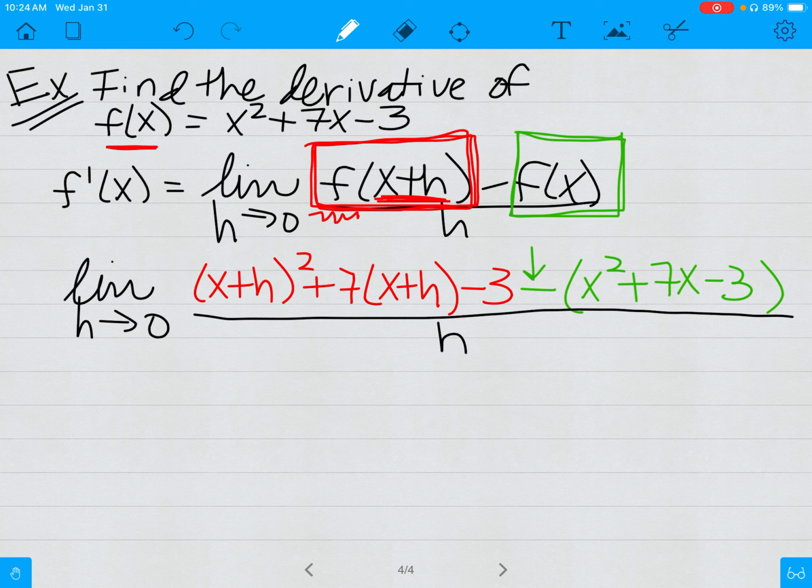Okay. So next step is we're going to leave the limit part here for now, limit as h approaches 0. And then we're just going to look at what can we simplify algebraically in this expression. Well, the first thing that I see is I have an x plus h quantity squared. And remember that that's x plus h times x plus h, right? That's what that represents.